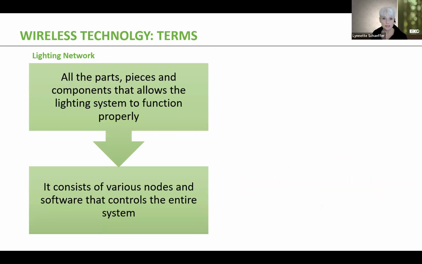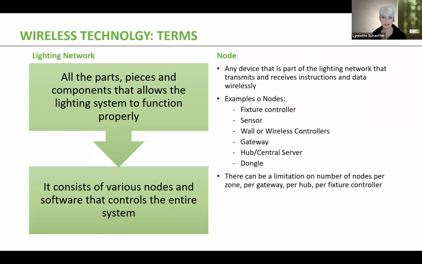Now, as we start to put these components together, that is basically the building blocks of a lighting network. It's all the parts, the pieces, the components that allow the lighting system to function properly. It consists of various nodes and software that controls the entire system. Any device that is part of the lighting network that transmits and receives instructions and data wirelessly is referred to as a node, and a node typically is a fixture controller with sensor, wall or wireless controller, perhaps a gateway if required, maybe a hub or central server. Some wireless systems even require a dongle. As a side note, there can be limitations on the number of nodes per zone, per gateway, per hub, per fixture controller. It all depends on the manufacturer's lighting control system.